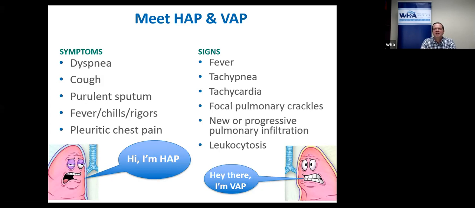And then signs are things that we see objectively on exam. So you're gonna look at the patient and see that they have fevers. You'll take their temp and actually record an elevated temperature. You'll see that they're breathing quickly or having tachypnea. They have a tachycardic heart rate. You'll listen to their lung exam and hear crackles. You'll do a chest x-ray and see a new infiltrate. You'll run their labs and you might see a leukocytosis with a left shift or a bandemia, elevated lactate, something like that.